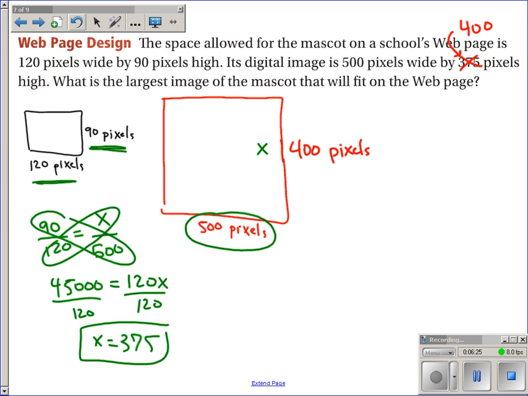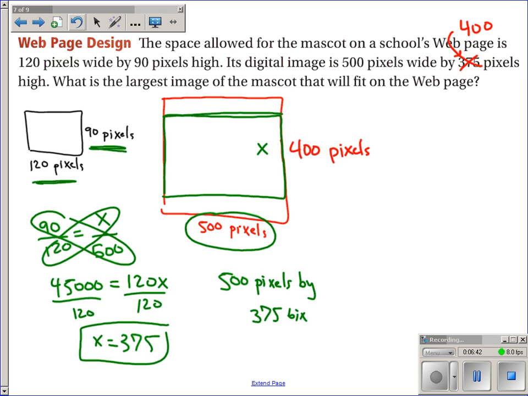Okay, so this would fit more like this. And this actually would be the largest one that you can make. So the largest one, the answer would be 500 pixels by 375 pixels, because the 375 is less than 400.